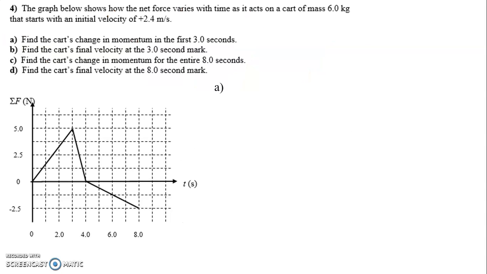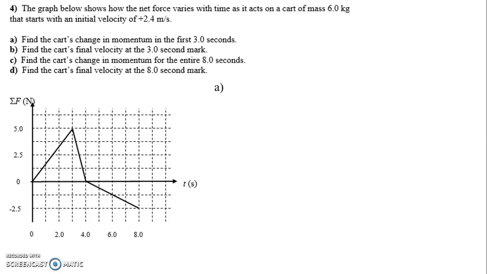Go ahead and read that, and go ahead and get started. Well, look what we have here. We have a graph of net force versus time. It's almost like we just looked at that. Letter A asks us to find the car's change of momentum. How can we do that from a force versus time graph? Well, we just showed that the area underneath a force versus time graph is net impulse or change of momentum.